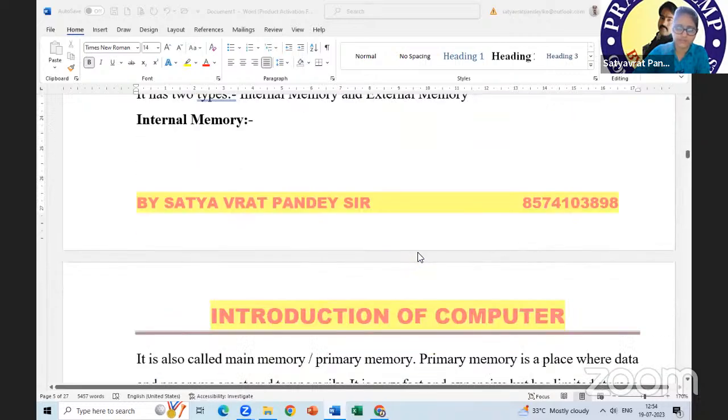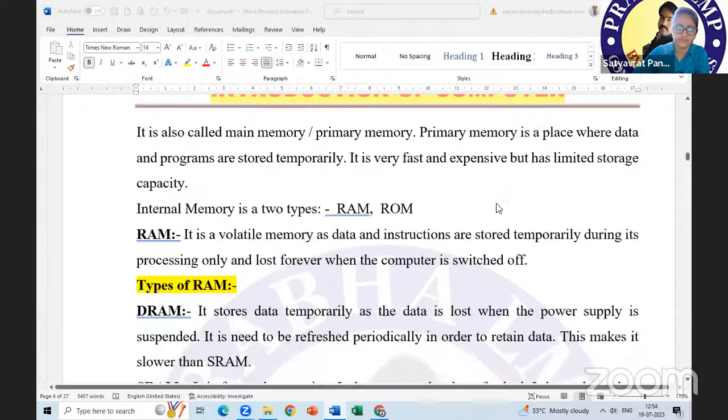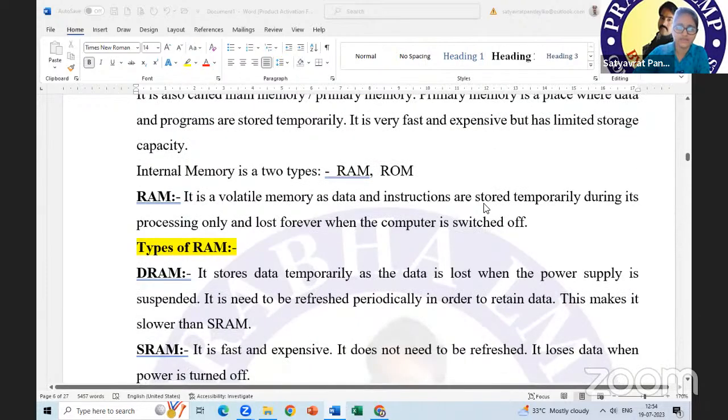Now what is internal memory? It is also called main memory, primary memory. Primary memory is a place where data and programs are stored temporarily. It is very fast and expensive but has limited storage capacity. Internal memory is of two types, RAM and ROM.